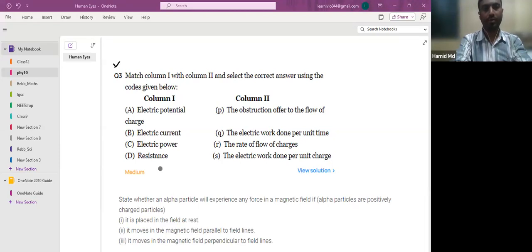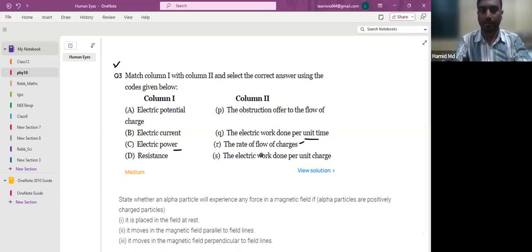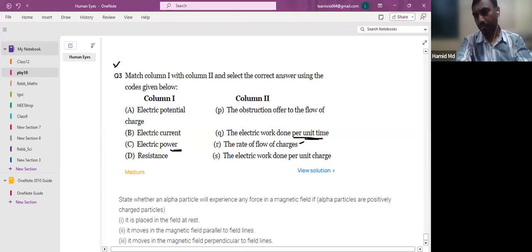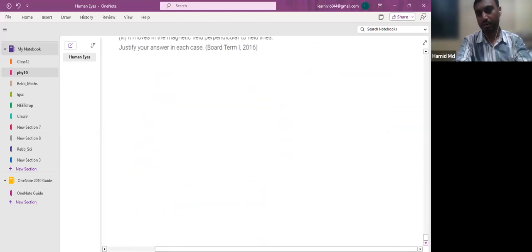What is the difference between electric potential and power? Power is work done per unit time. So where there is a discussion of time, that is power. Clear, Madiha? Power is work done per unit time, and electric potential is just the work done. So keep in mind, you and Jasleen, these are the minute differences that may make you lose marks.